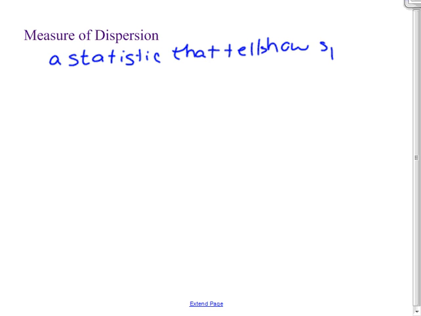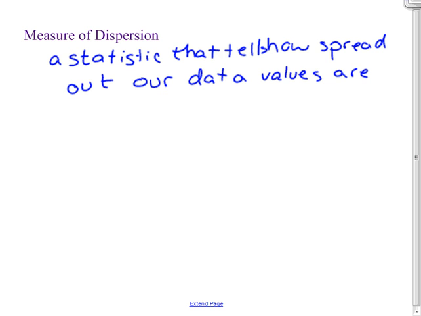Then we have measure of dispersion. Measure of dispersion is just a statistic that tells how spread out our data values are. And an example of this would be range from your max to your min. And then these two new ones, which are variance and standard deviation.